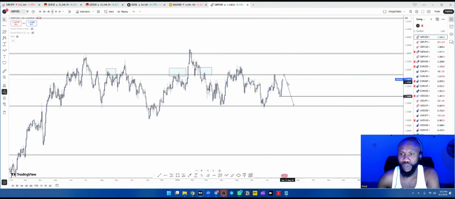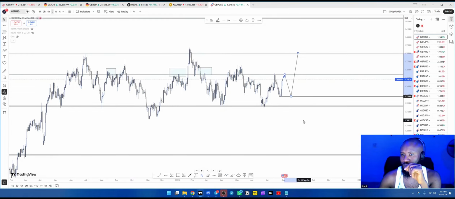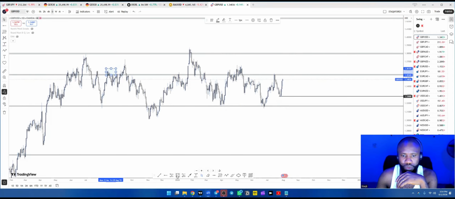Things like this might happen: price will get into this region, unable to break, then sell to this level, create an equal low or a double bottom, before heading back up to break this level and move to the upside. Are you getting me? The only thing we are going to do is pay attention to this level once price gets into it.